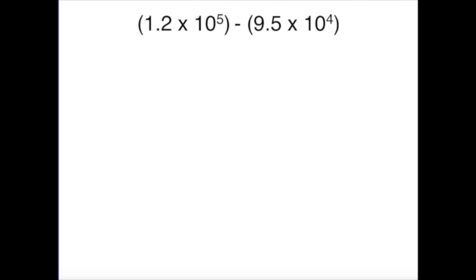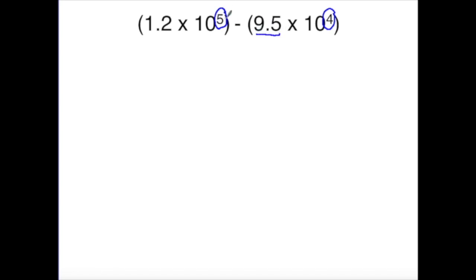So 1.2 times 10 to the 5th power minus 9.5 times 10 to the 4th power. Remember, it's important that the power of 10 is the same with both of the things that I'm adding or subtracting. And in this case, it is not. So I need to adjust my expression so that these both have the same power of 10. In order to do that, I need to change one of them. I'm going to start by changing this one.